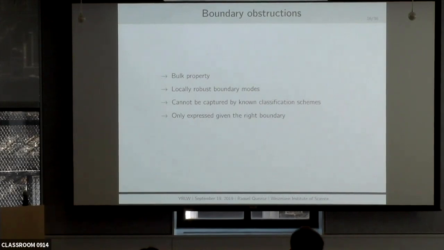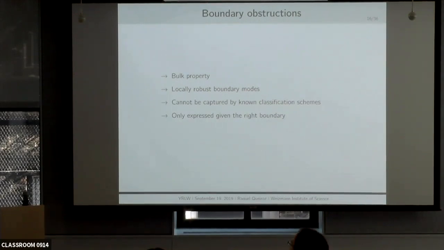So a boundary obstruction, this feature of the quadrupole insulator, is not a feature of its boundary. It's a feature of the bulk, except it's expressed given a certain boundary. And so it is a bulk property. It has completely locally robust boundary modes, and there's a quantized physical response associated with it. But it cannot be captured by known classification schemes. And it's only expressed given the right boundary.